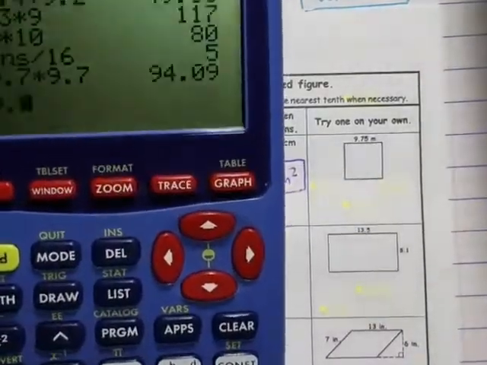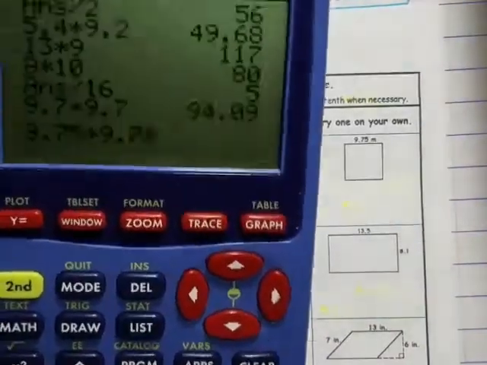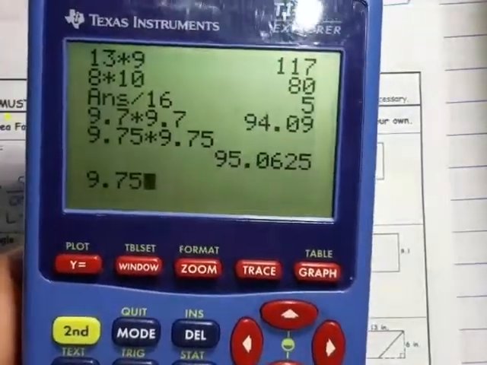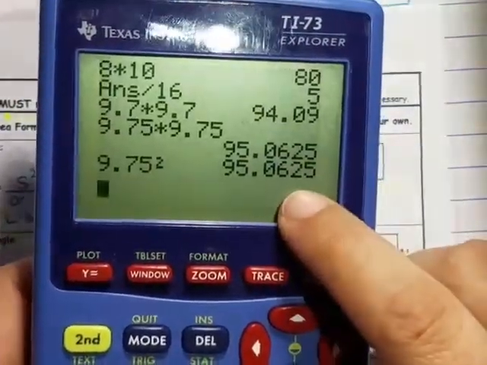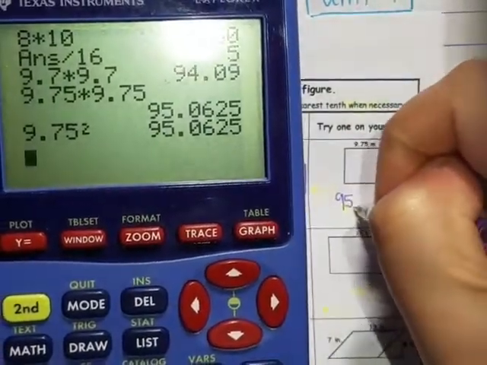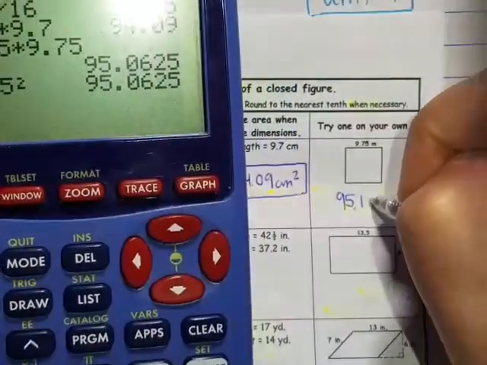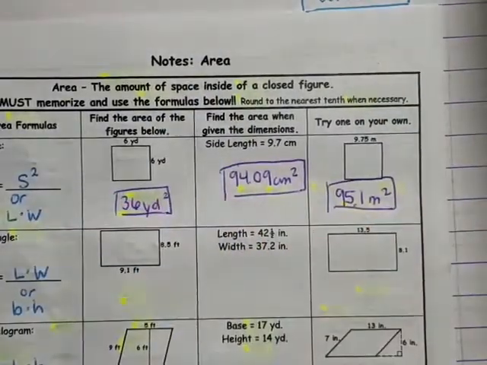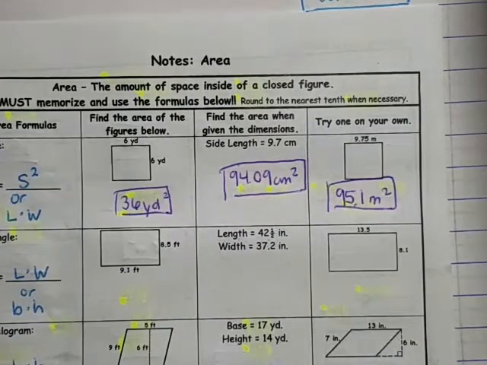So 9.75 times 9.75, or in your calculator you can also do 9.75 squared, and you'll get the same result. So we get, I'll do the tenths this time, 95.1 meters squared. Okay, so that's squares. You just take the length times width. Same thing for rectangles.